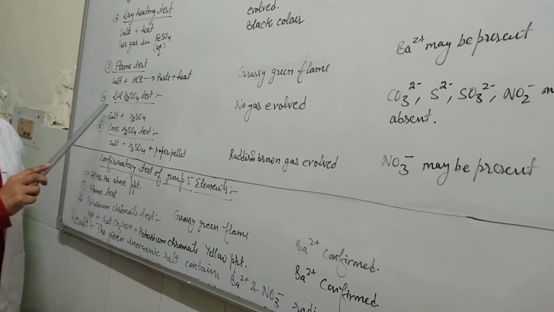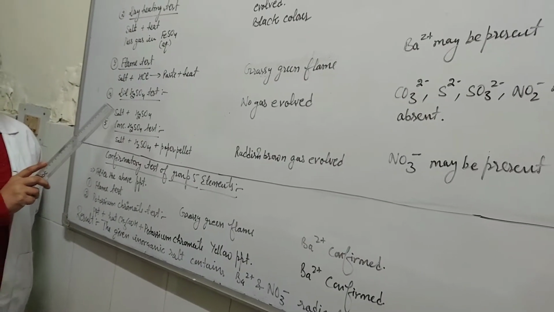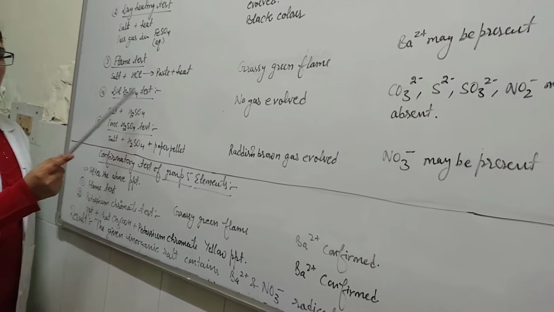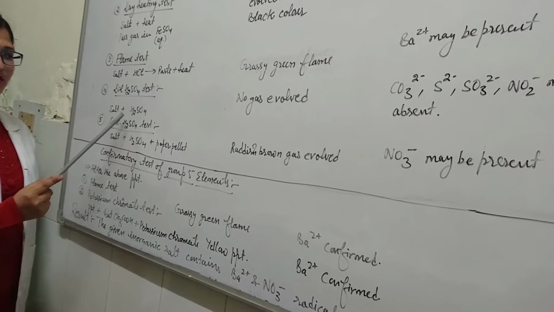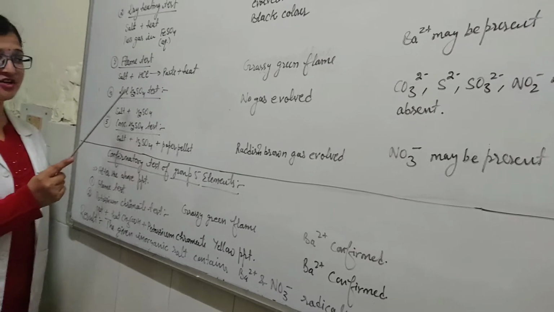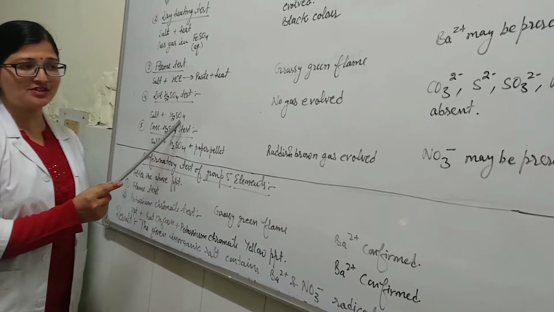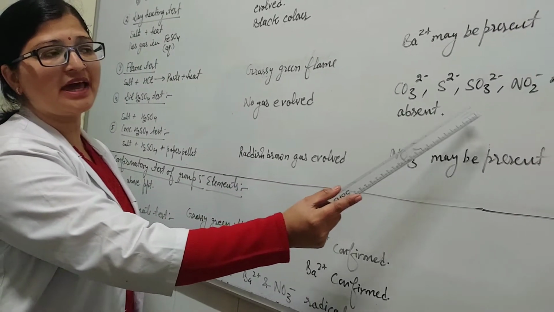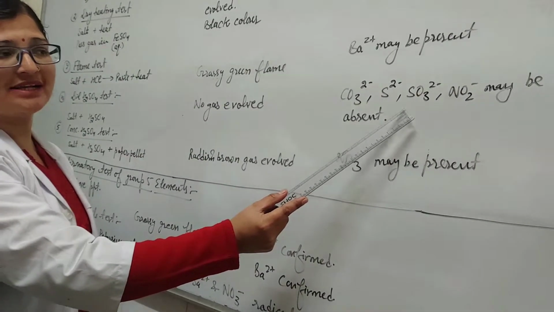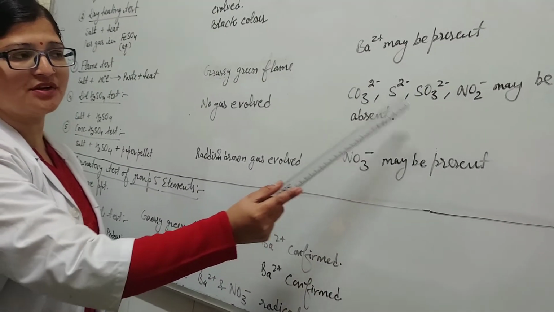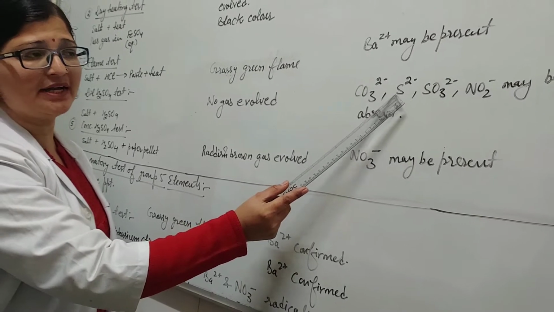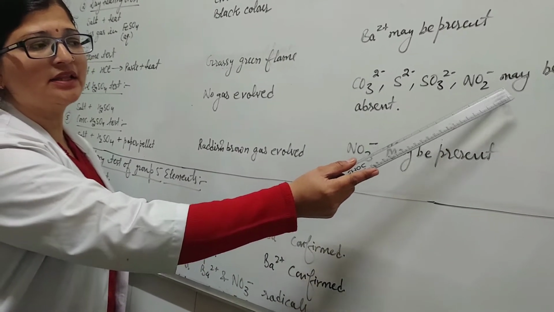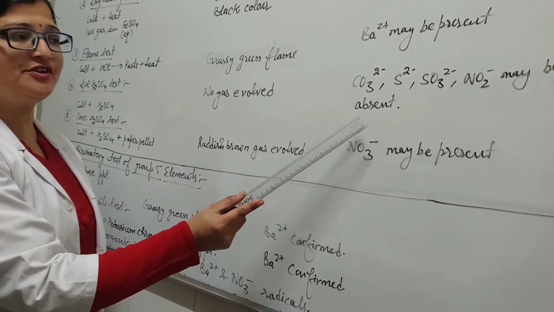Now we will do the wet tests. First, with dilute H2SO4, we will take the salt in a test tube. We add dilute sulfuric acid. If no gas is evolved, it means these anions, these acidic radicals, are absent. Carbonate ion, sulfide ion, sulfite ion, nitrite ion may be absent in the given salt.